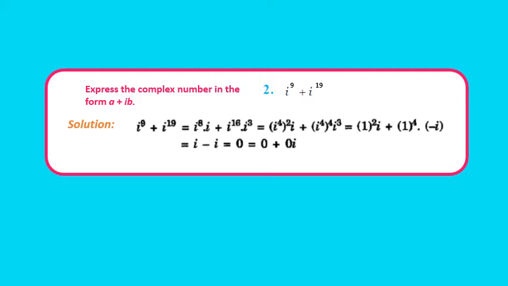So this is written as i minus i, because 1 square is 1 and 1 power 4 is 1. So we are left with i minus i, which is equal to 0. But we need to write this in the form of a plus ib. So writing this as 0 plus 0i, where a is equal to 0 and b is equal to 0. Clear? So pause and note down the solution.